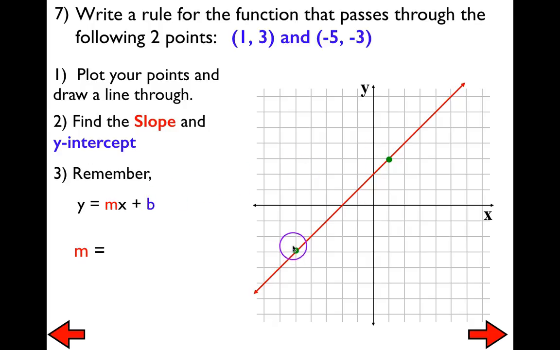So here, what's my slope? It's going up 1, 2, 3, 4, 5, 6. Since it's going up 6, that's a positive 6. Then it's going to the right 1, 2, 3, 4, 5, 6. It's going to the right, that's a positive 6. 6 over 6 is 1, so my slope is a positive 1. Now we have to figure out what b is. Here is the y-intercept, which is 0, 2. So b would be 2.